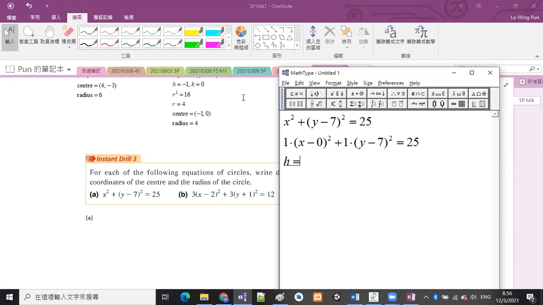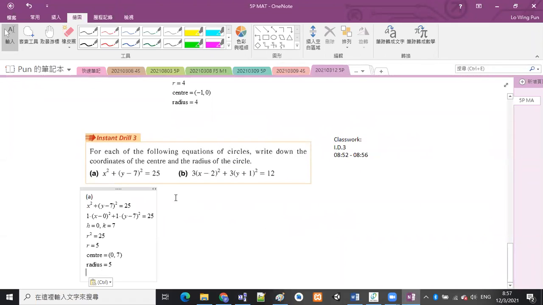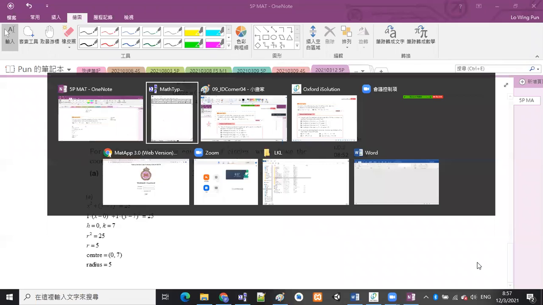So we can write down the h value. H value is the x minus value. Okay, so that is 0. And then the k value will be the y minus value. That is 7. Okay, and then r squared is equal to 25. And we take square roots on both sides. Then we can get r to be equal to 5. Okay, so answering the question, we have the center equal to (0, 7). And then the radius equals 5. And that is the answer of part A. Okay, and then for part B.